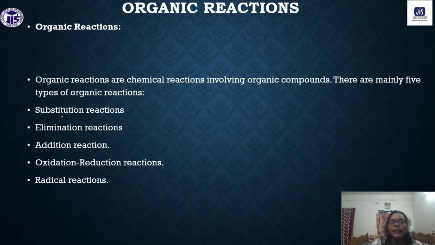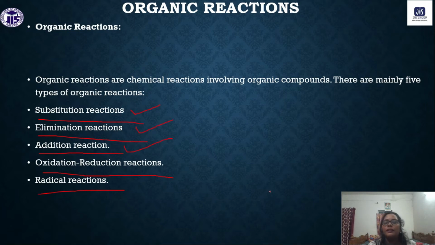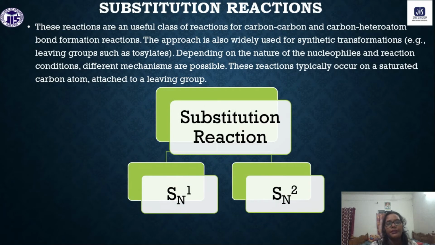So these are the types of organic reactions that we have: substitution reaction, elimination reaction, addition reaction, and oxidation-reduction reaction, that is called redox reaction, where oxidation and reduction take place simultaneously, and radical reaction. These are some of the types of organic reactions that we have. In your syllabus you have only substitution reaction, elimination reaction, and some of the addition reactions. So today we will discuss the substitution reaction.